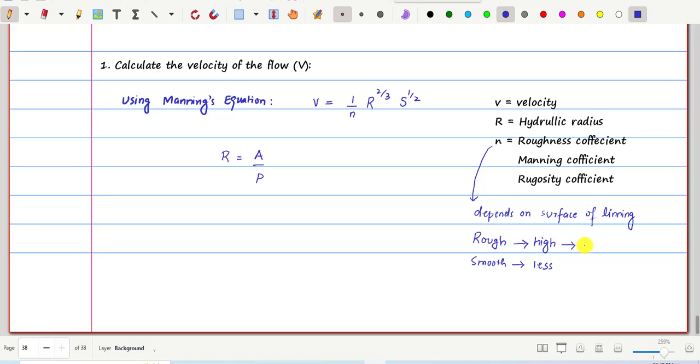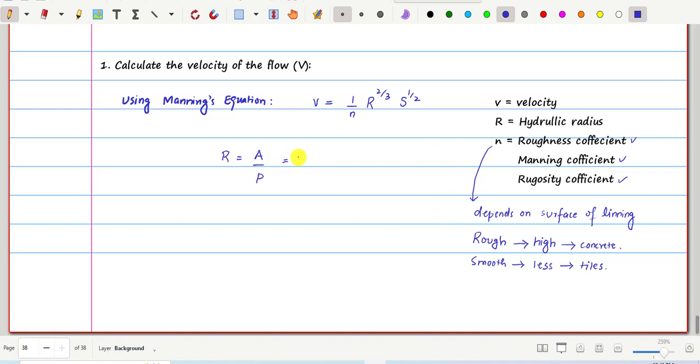If your surface is made up of some sort of concrete, then it will be rough. If you have lined the canal and the surface of the side slopes and bed are made of tile or some material which is smooth, then the value of n, the roughness coefficient, Manning's coefficient or rugosity coefficient, is going to be less. Okay.